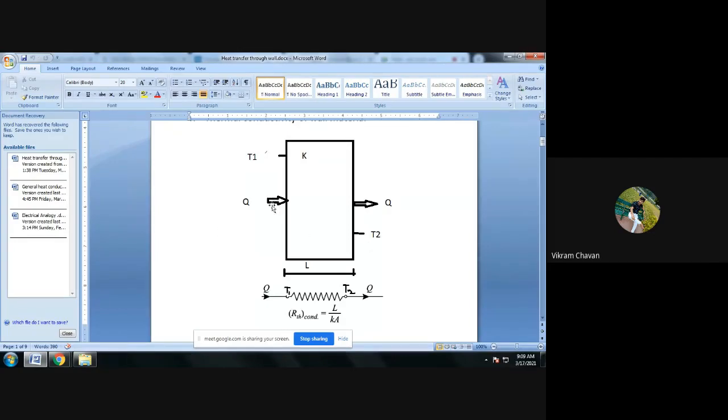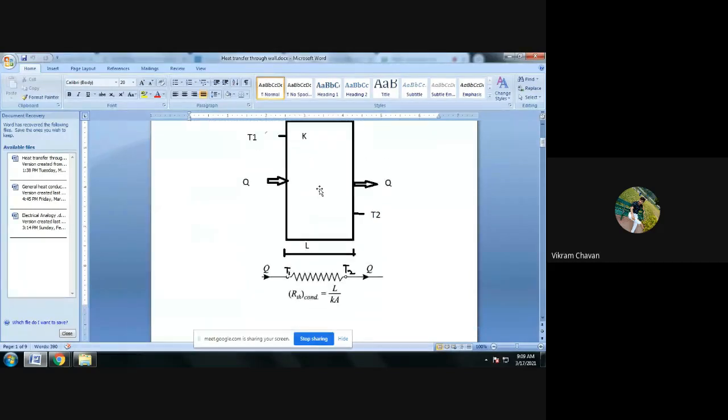That amount of heat transfer is Q, so the total amount of heat transferred is equal to Q. The wall material is a homogeneous material, and its thermal conductivity is uniform throughout the wall and equal to K. We have drawn the circuit diagram, or electrical analogy diagram, for this particular wall.